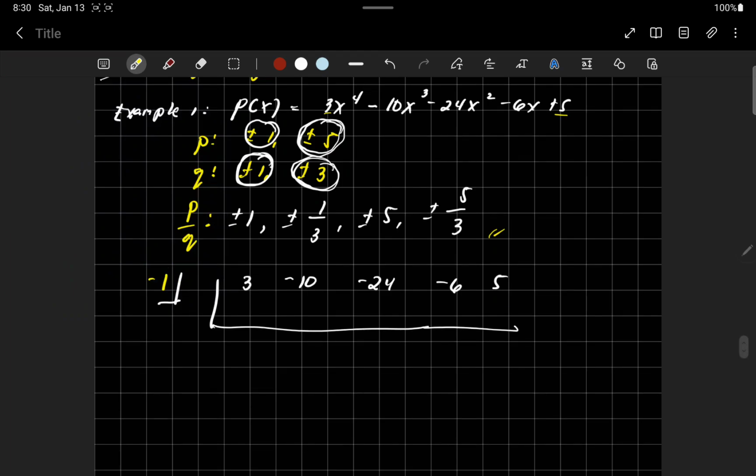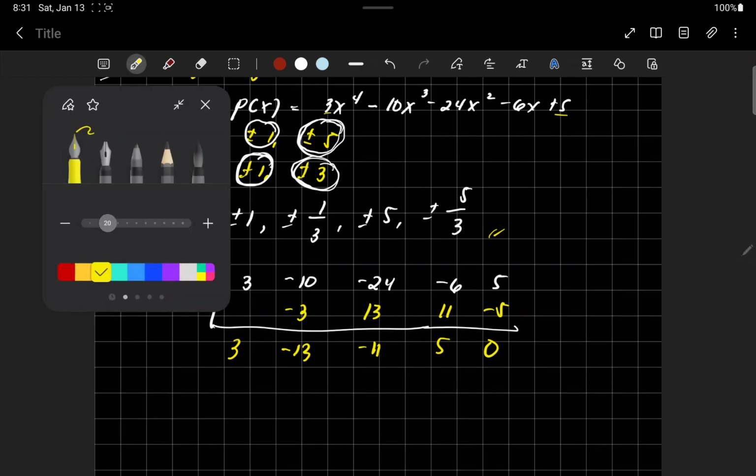So, if we have a root of negative 1, bring down 3. 3 times negative 1 is negative 3. Negative 10 plus negative 3 is negative 13. Negative 13 times negative 1 is 13. Negative 24 plus 13 is negative 11. And negative 11 times negative 1 is 11. And negative 6 plus 11 is 5. 5 times negative 1 is negative 5. And 5 plus negative 5 is 0. Therefore, negative 1 is a root of our p of x.